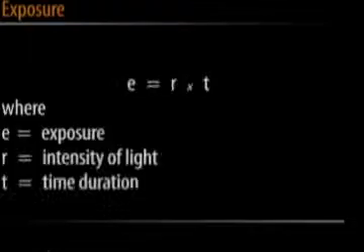The aperture and the shutter are the two controls which control the exposure. Exposure means the amount of light that is allowed to fall on the photosensitive material to form the image, and this is expressed as E. There is a formula: E is equal to I into T, where I is the intensity of the light and T is the time duration for which the light is allowed to fall on the photosensitive material.